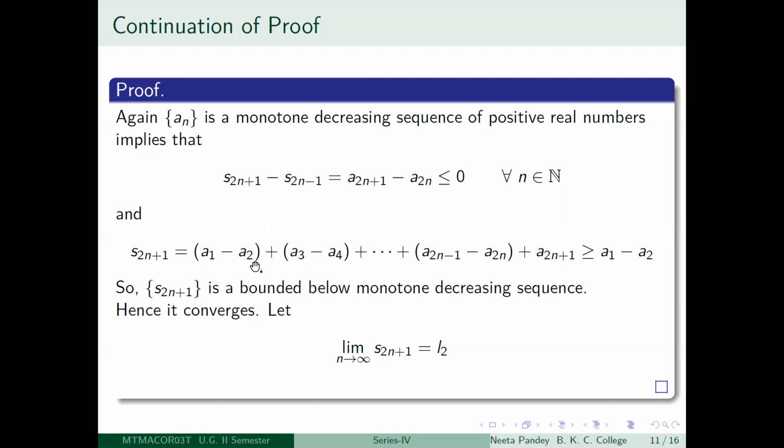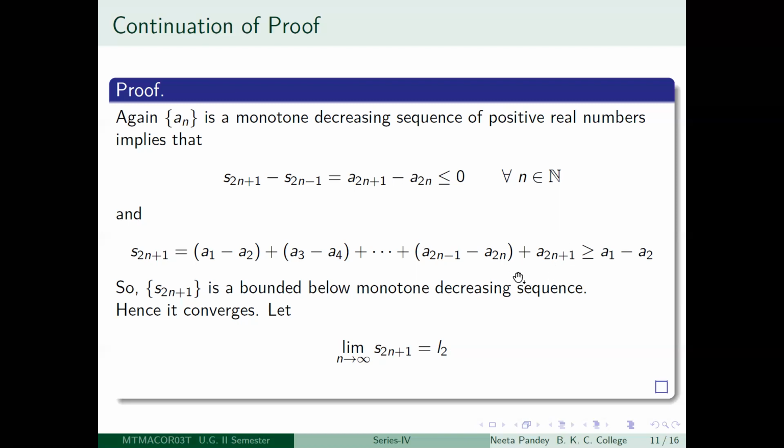You look at A1 minus A2 together, then you look at A3 minus A4 and so on, A2n minus 1 minus A2n. And you have one extra term, A2n plus 1. So what can you say about A1 minus A2? That is greater than or equal to 0 because AN is monotone decreasing. So A1 minus A2 is greater than or equal to 0, A3 minus A4 is greater than or equal to 0 and so on. A2n minus 1 is greater than or equal to A2n.